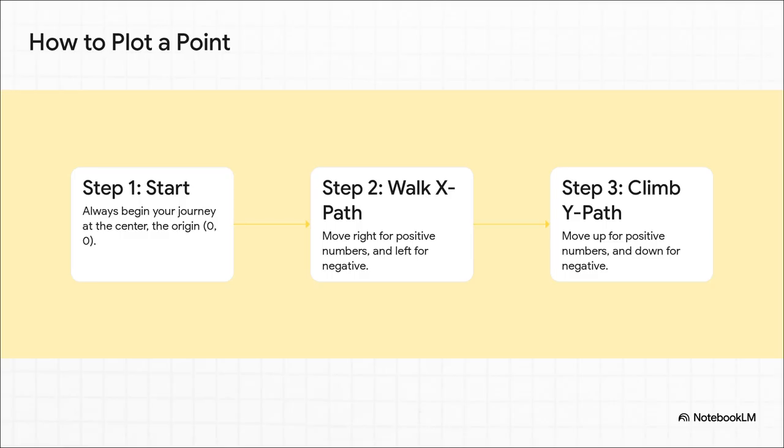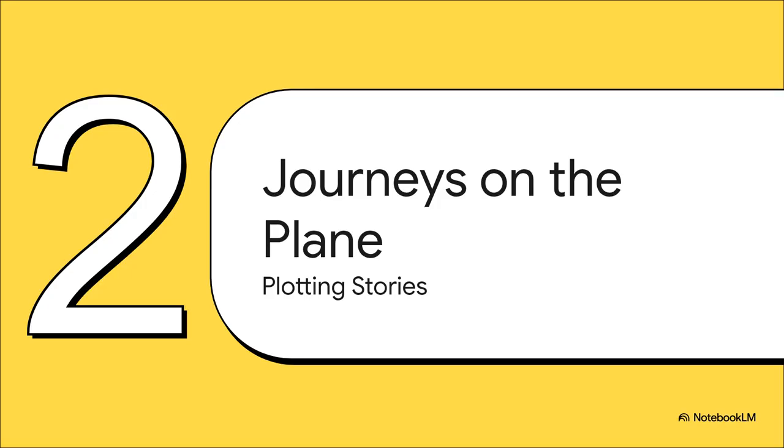3 steps. 1, you always start at the center, the origin. 2, you walk along that x path, right for positive, left for negative. And 3, you climb the y path, up for positive, down for negative. With that little guide, we can find absolutely anything. All right, now that we've got the rules down, let's actually go on a few journeys. We're going to plot some specific examples from our source material and see how these numbers create honest-to-goodness stories.